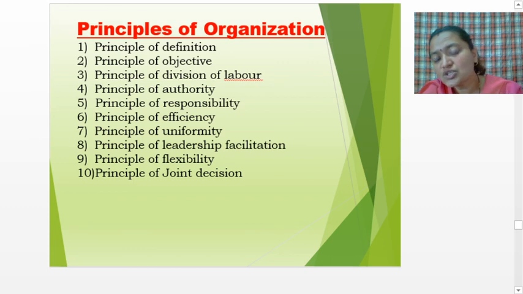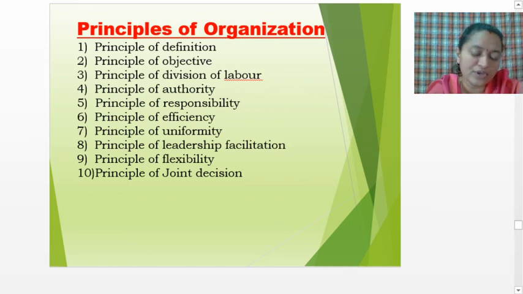Now suppose it is not possible for an individual alone to take a decision, he can try to take the opinion of another person and then take a joint decision. Like for example, if you want to select a candidate in the organization and a person is not able to take a decision firmly, the HR manager can take the opinion of the top level management and then take a decision. So these are the various principles of organization.